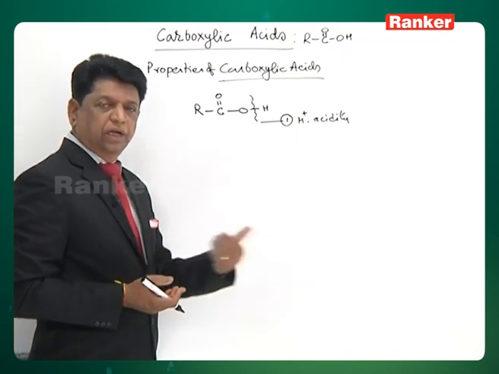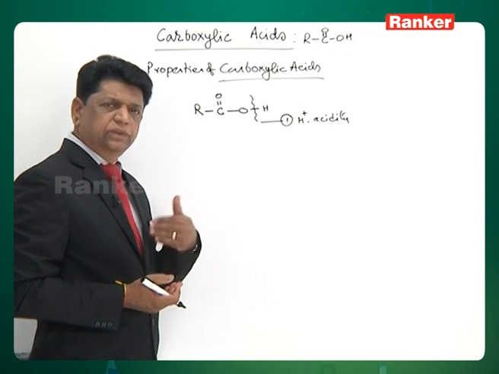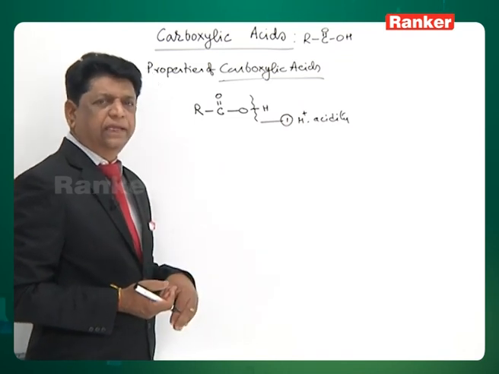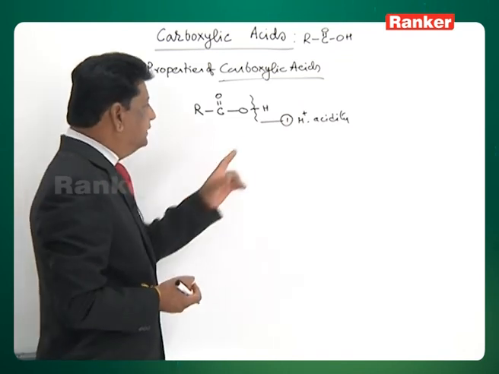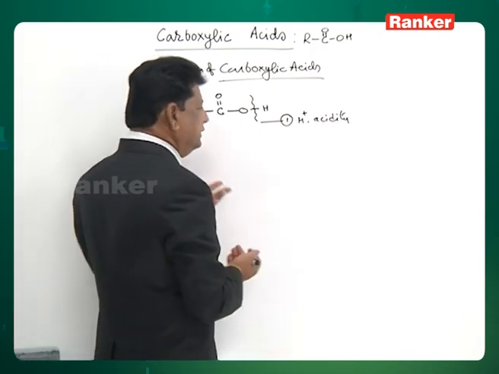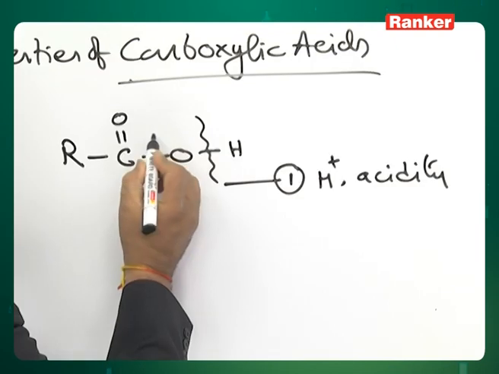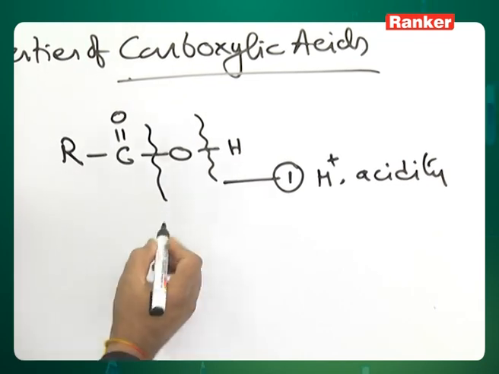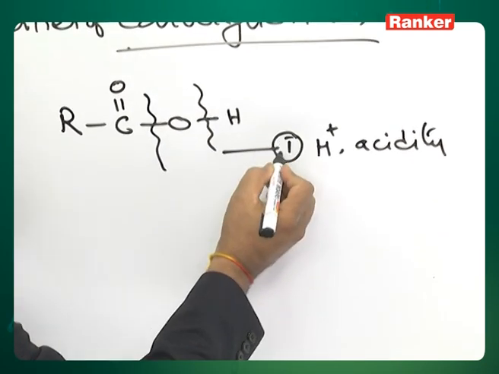So, if two different carboxylic acids are given, which is the strong acid and which is the weak acid, such points can be discussed under this acidity. This is only one property. And the second property is this.